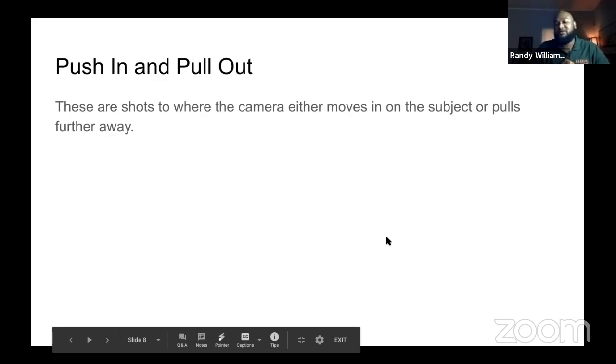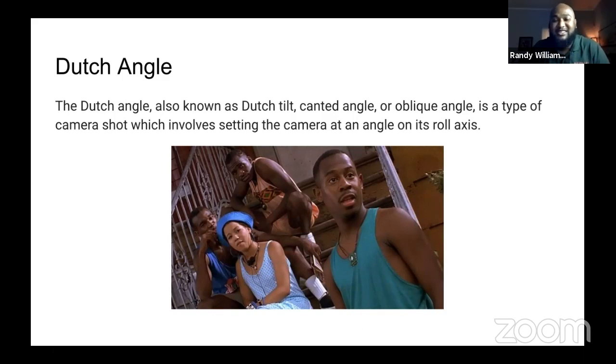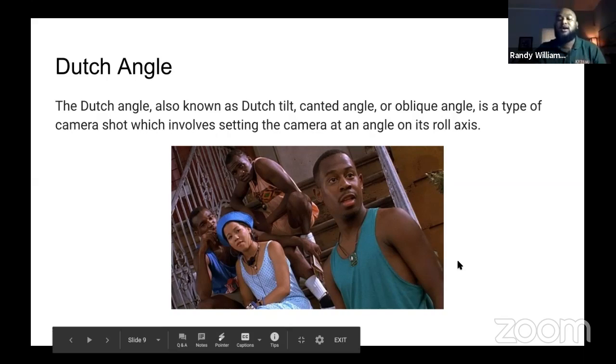So great, Dutch angle. The Dutch angle is, there's no right or wrong way to use this angle. It's a creative angle. The Dutch angle is also known as Dutch tilt, canted angle, or oblique angle. It is a type of camera shot which involves setting the camera on an angle on its roll axis. So you're just basically tilting the camera left or right. And it's to add a creative flair to a scene, or in this example here, it's just a creative way to fit everybody in the shot.